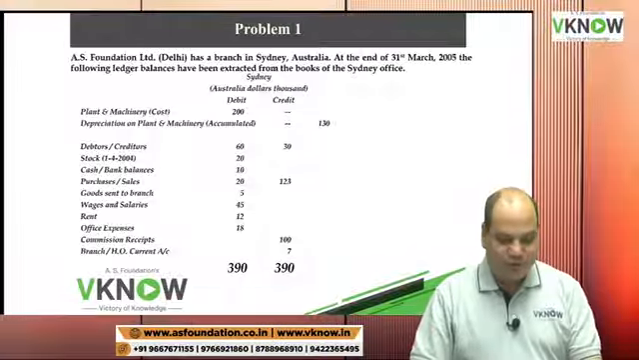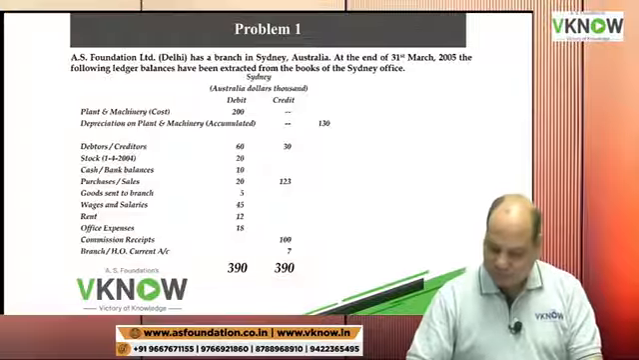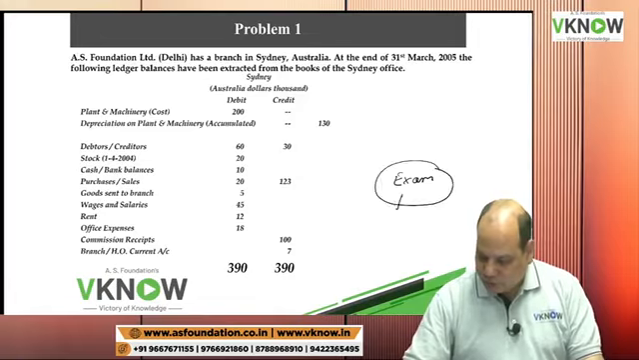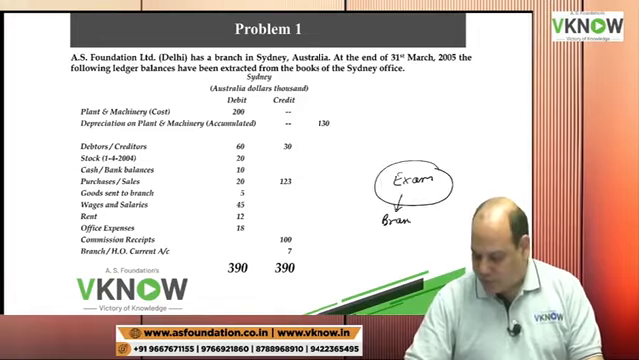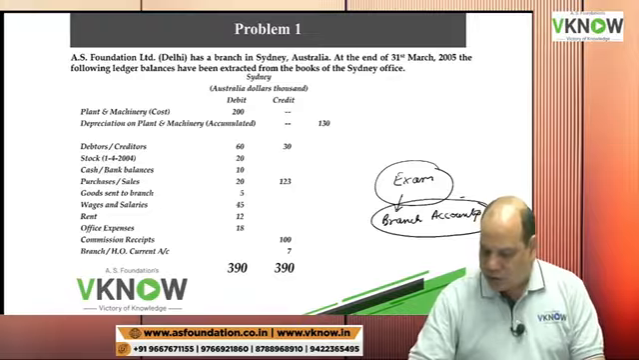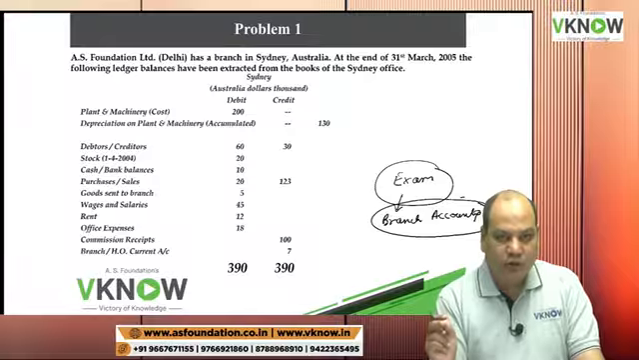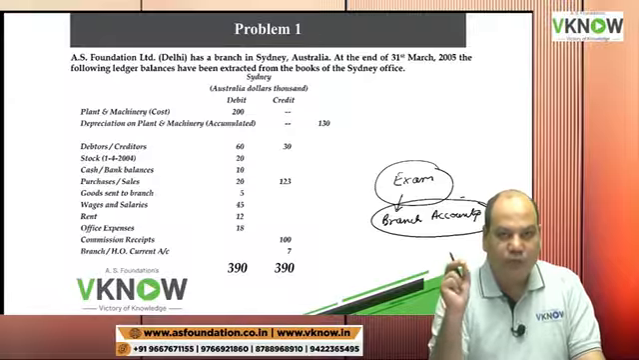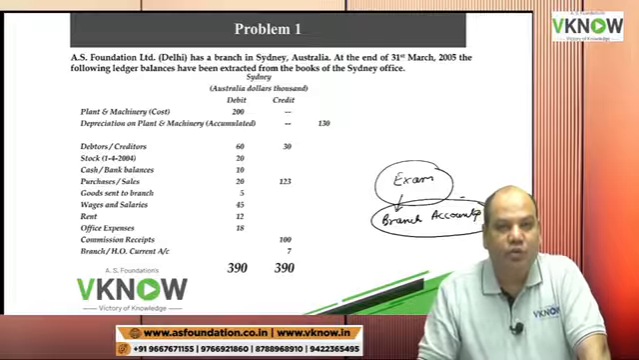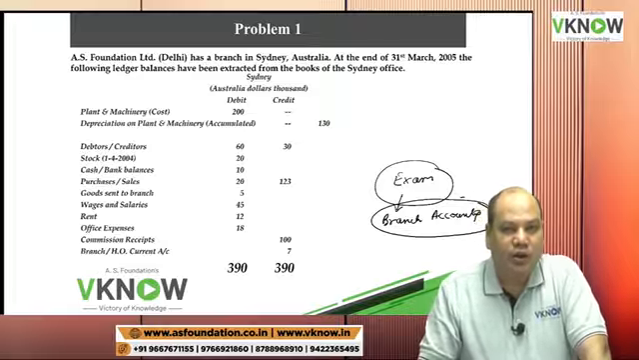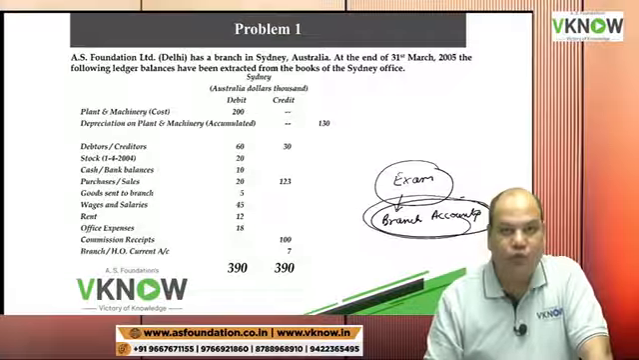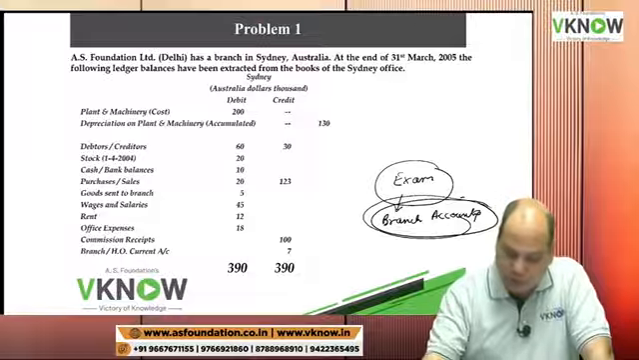Now we'll come to question number 1. Exam question based on branch accounting. Today we will learn how to convert the trial balance of a foreign branch into reporting currency using two methods, integral and non-integral. In the exam they ask such a question for 4 to 8 marks. Very easy bonus marks.